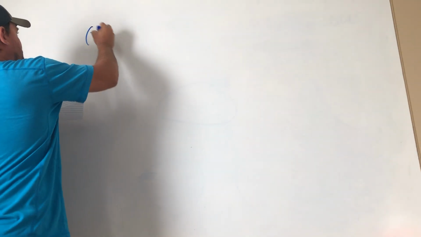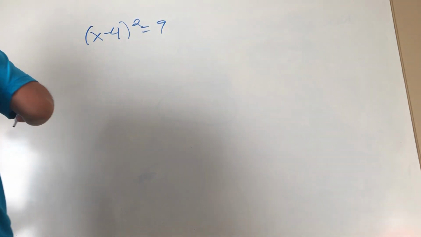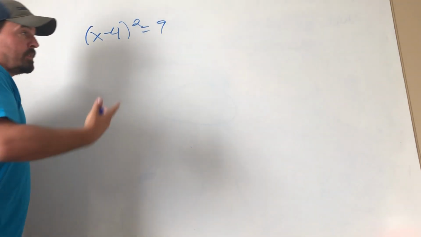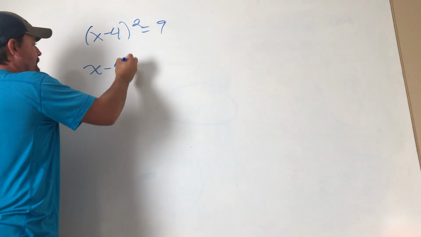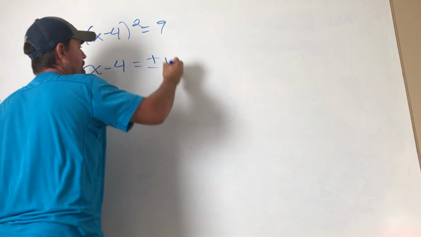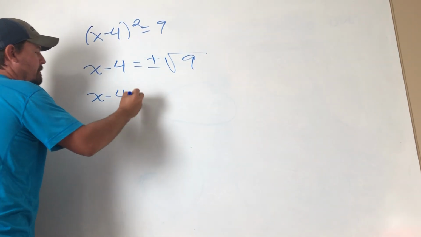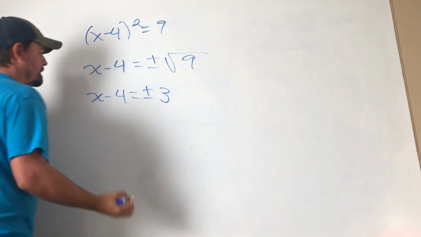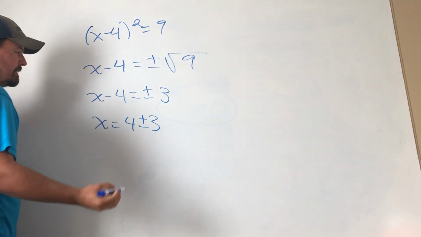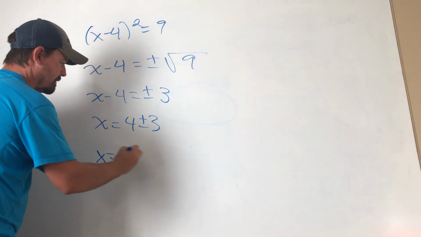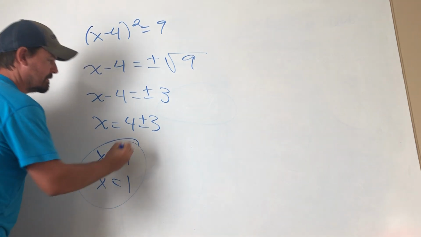I've got x minus 4 squared equals 9. Okay? No need to do x minus 4 times x minus 4. Let's just take a square root here. So I get x minus 4 equals plus or minus the square root of 9. Now the square root of 9 is 3. So I get x minus 4 equals plus or minus 3. So that means x equals 4 plus or minus 3. 4 plus 3 will be 7. 4 minus 3 would be 1. Those are my two answers.